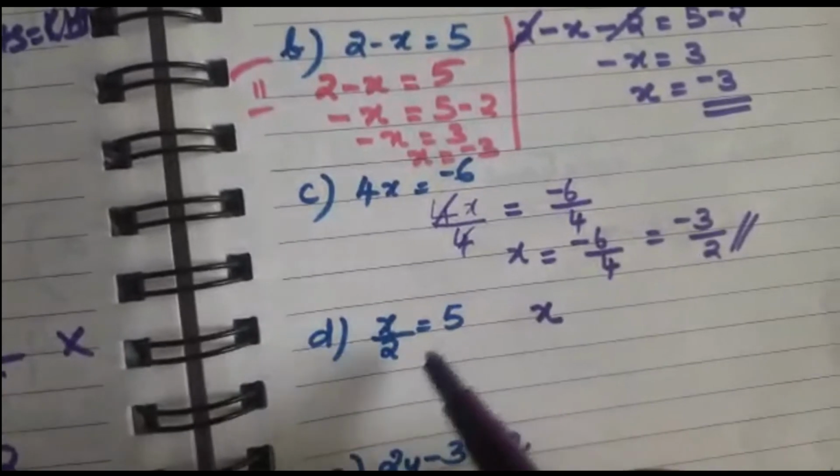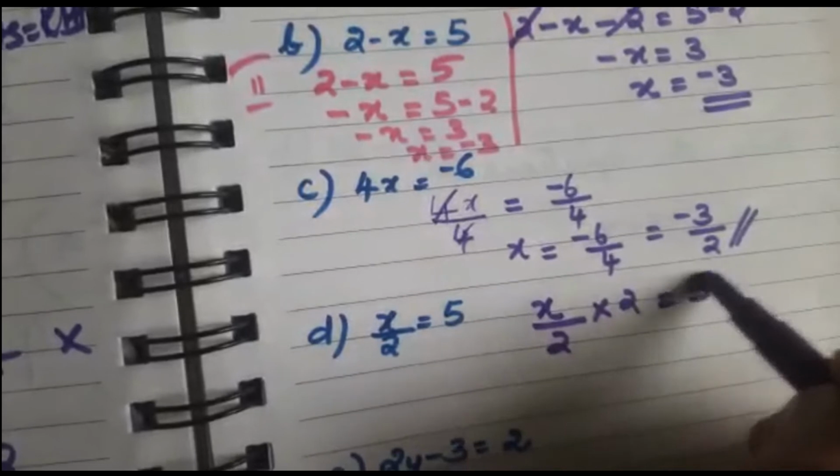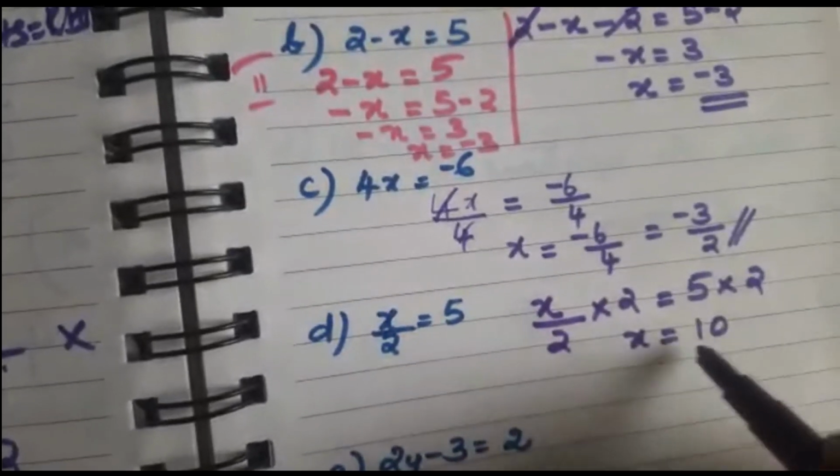Here x upon 2 is equal to 5. So here you can multiply by 2. So multiply 2 on both sides. So 5 into 2. 2 and 2 cancel. So x is equal to 5 into 2, it is 10.